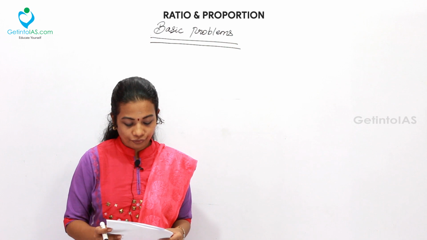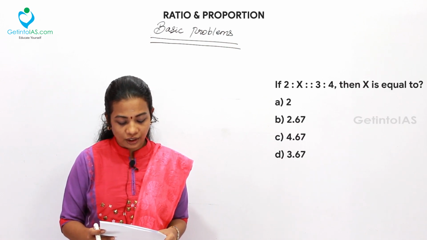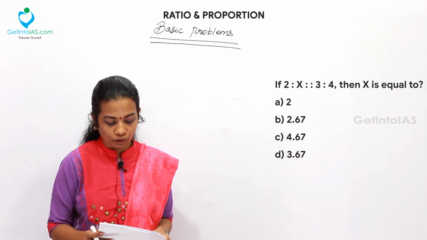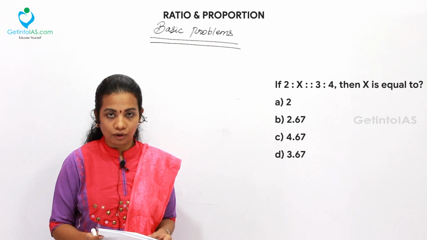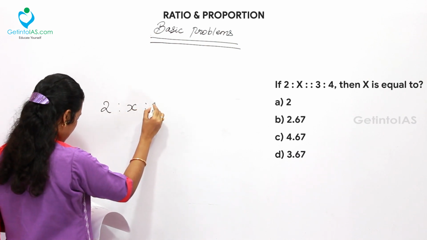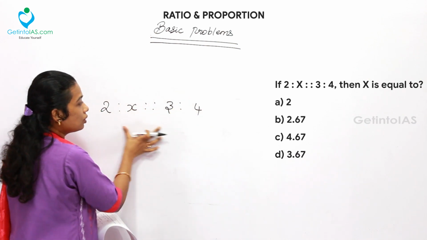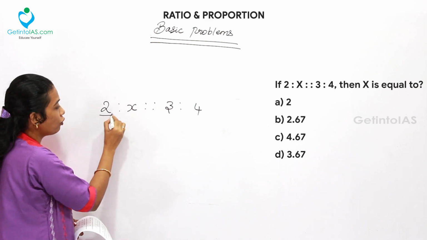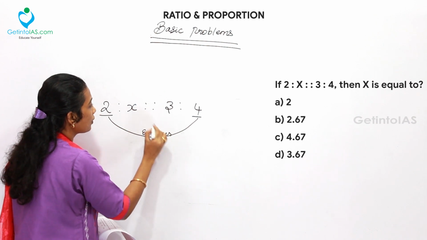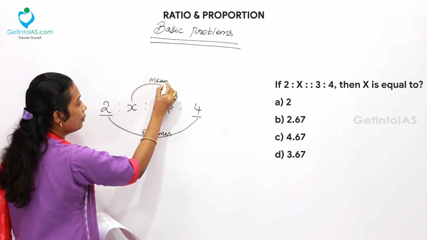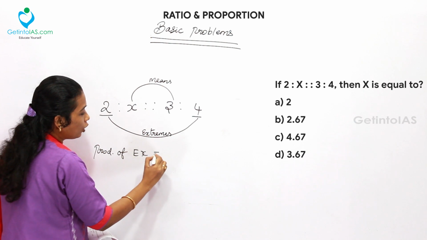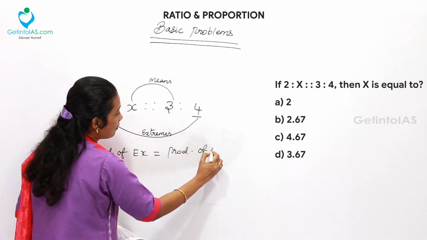The next question, if 2 is to x is equal to 3:4, then x is equal to what? There are 4 options given. One is in the form of an integer, the other 3 are in the form of decimals. Let's check which is the correct one. 2 is to x equals 3:4. This is in the form of a proportion, right? In a proportion, the first and last terms are known as the extremes and the middle terms are known as means. Always the product of extremes will be equal to the product of means.